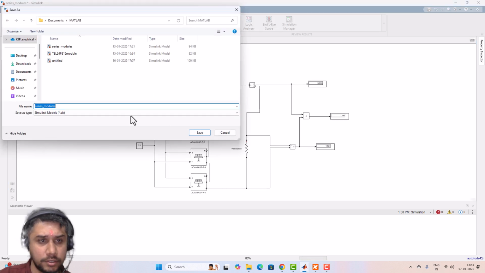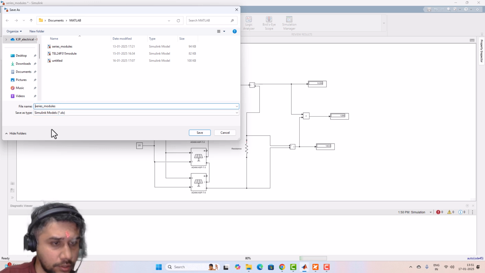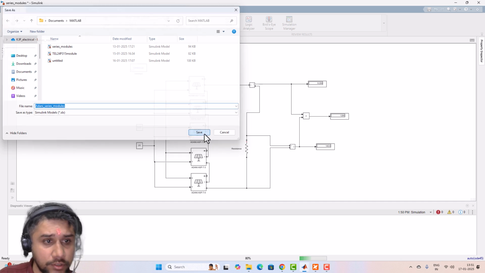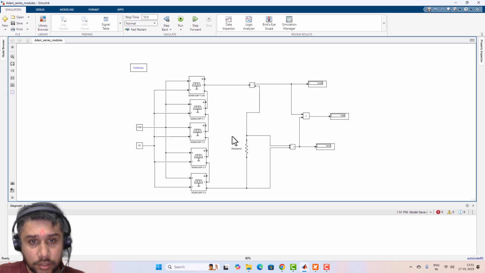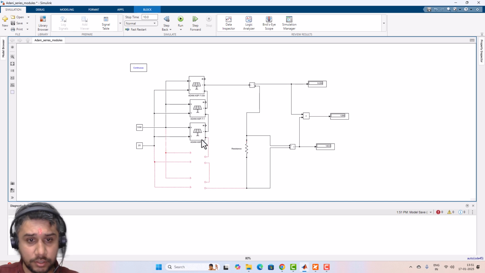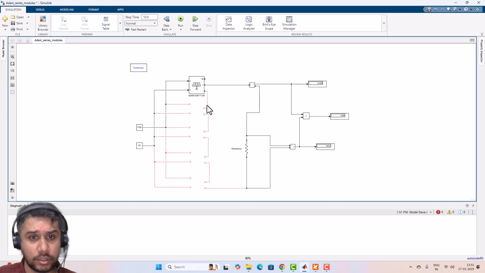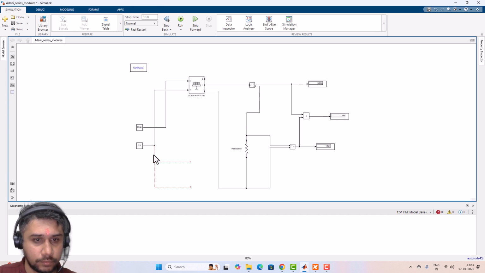Save as Adani series modules. Save. Yes. If you require this simple module connection, there is no need to add all this again and again. Just simply connect this to the negative terminals. Like this.